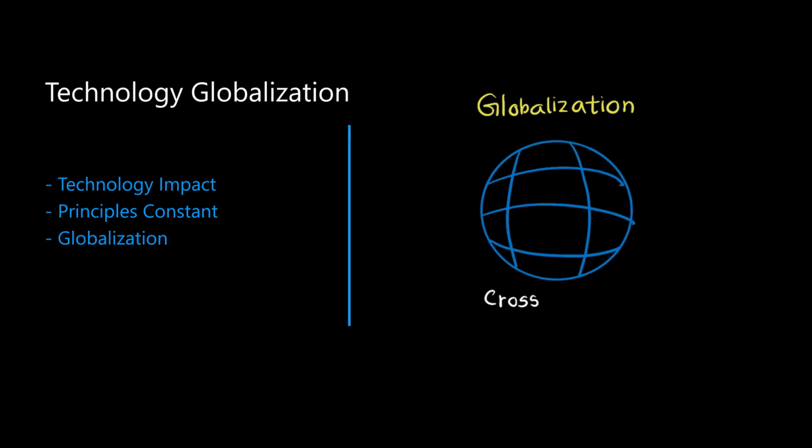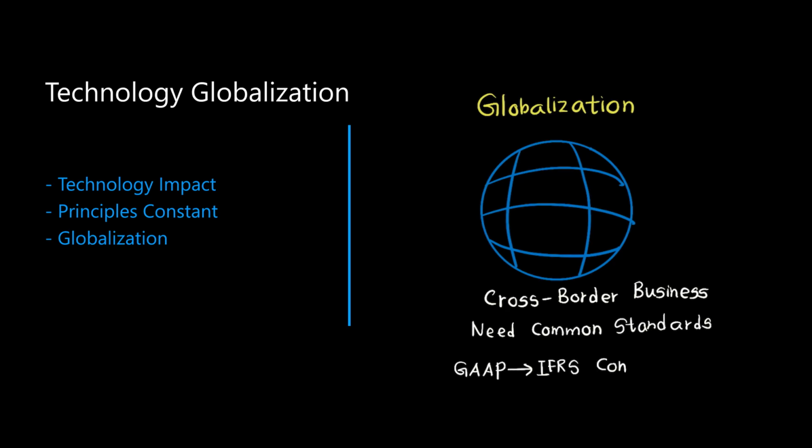Globalization matters too. Companies operate across borders. Investors buy stock in foreign companies. This created pressure for international accounting standards. That's why IFRS exists and why there's movement toward convergence with GAAP. The world economy functions better with compatible accounting languages.